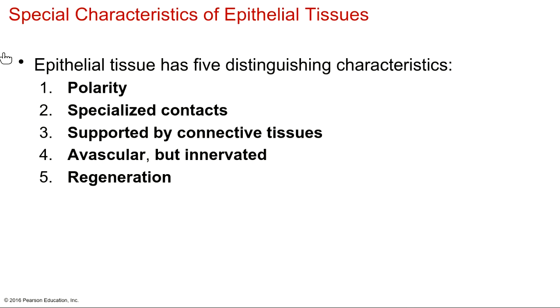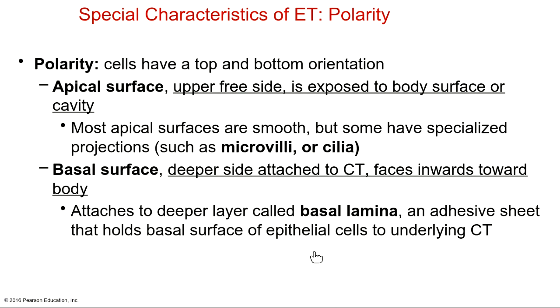So, special characteristics of epithelial tissue: there really are five distinguishing characteristics that you should know and associate with being unique to epithelial tissue, and we are going to talk about them. Definitely you will have a couple of questions relating to these main characteristics of epithelial tissue as a whole.